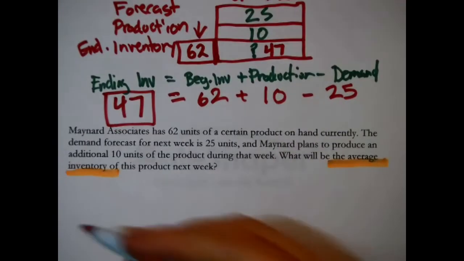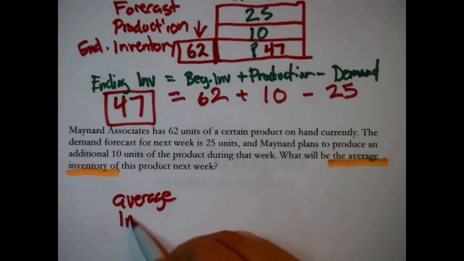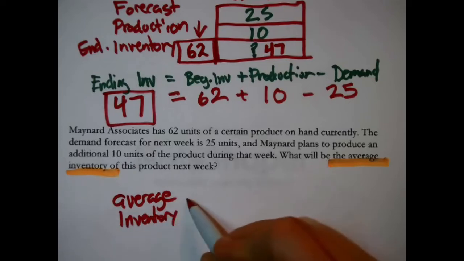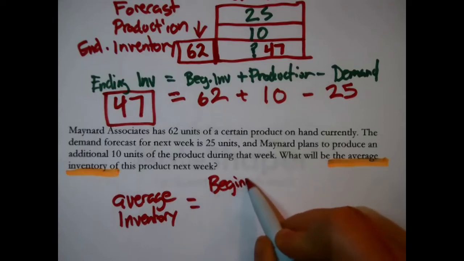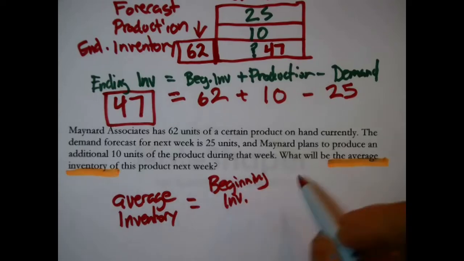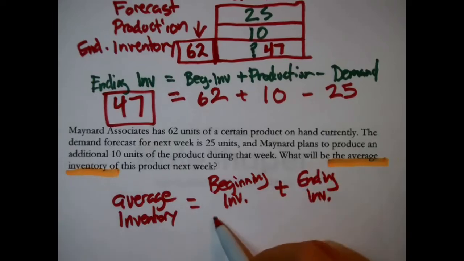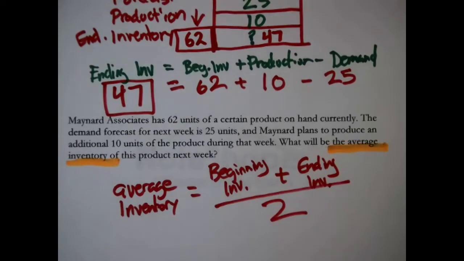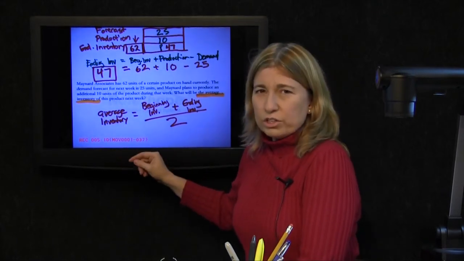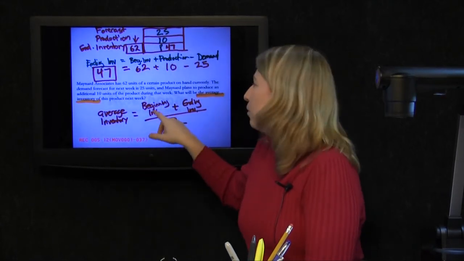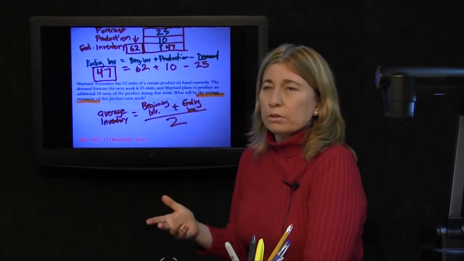Average inventory equals beginning inventory plus ending inventory divided by 2. Okay, so this is just a relationship that we kind of need to remember. Why is it called average inventory? What are you averaging? You're averaging the beginning and the ending inventory in a certain period. So that's why you add the two of them and you divide by 2.